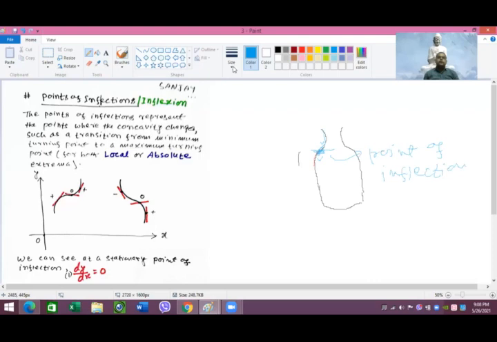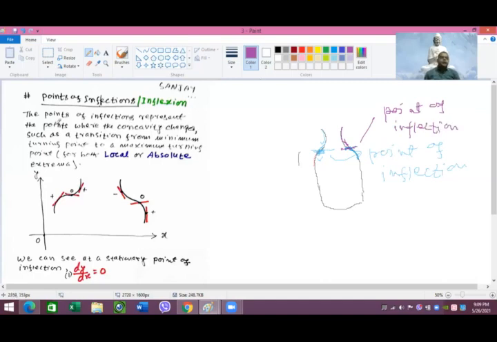On the other side also, if you like to see, you can say the curve is concave to one side, and about this point there is a change of concavity when you are going down from this point over here. So in that case, you can also see that the concavity has been changed. So this point is called the point of inflection.